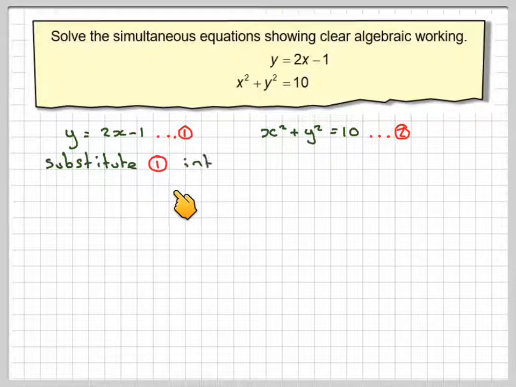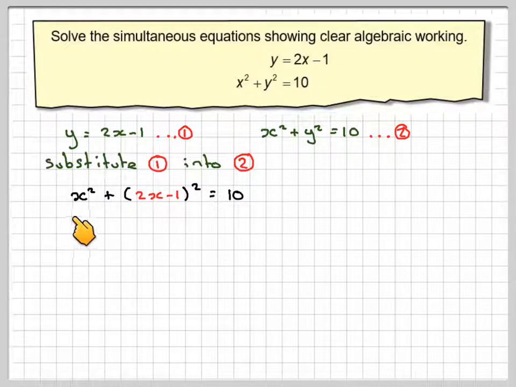Substitute 1 into 2. So we've got x squared plus, so now y is now 2x minus 1. So it's 2x minus 1, but we have to square it because it's y squared is equal to 10. And now we solve this. Now we've got x squared. Now we have to expand brackets.